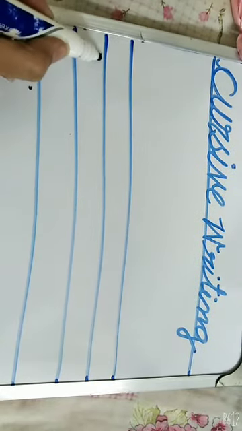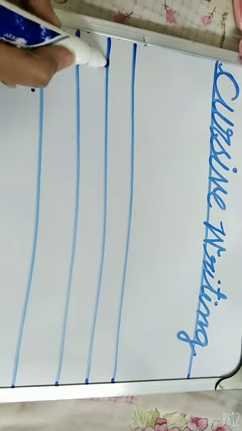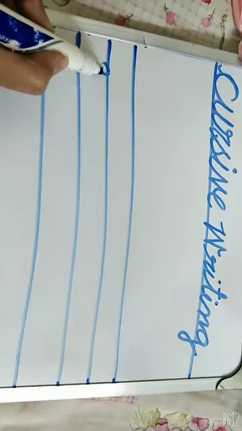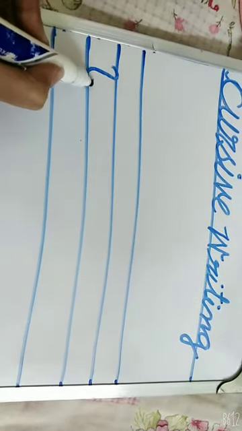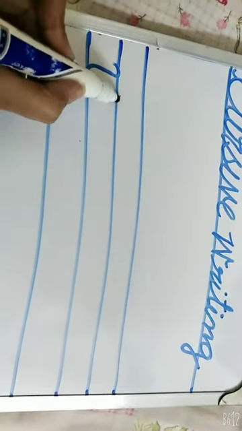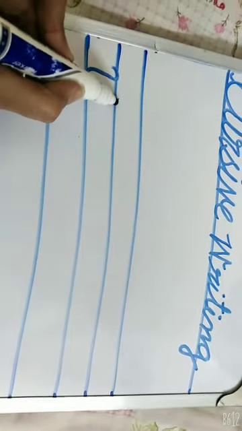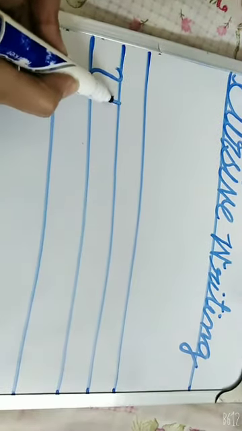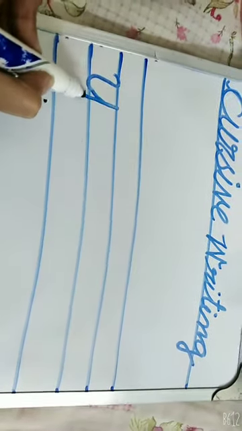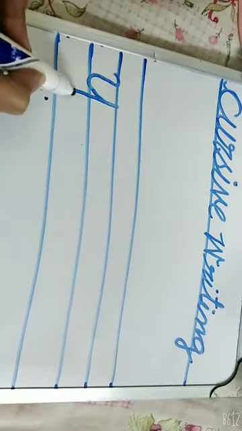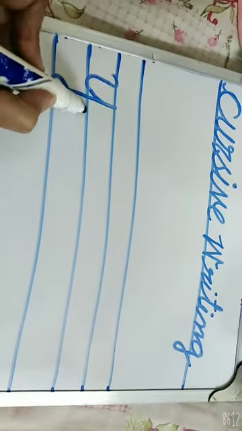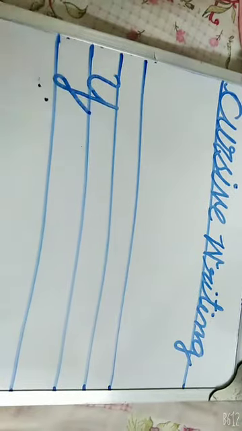Put your marker near to second line, make curve here. Now move your marker downward by touching the third line. Now move your marker upward on second line. Now straightly come down on fourth line, make loop here. Now move your marker upward on third line. Now pick up your marker.